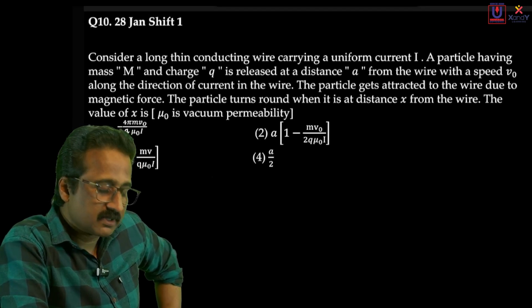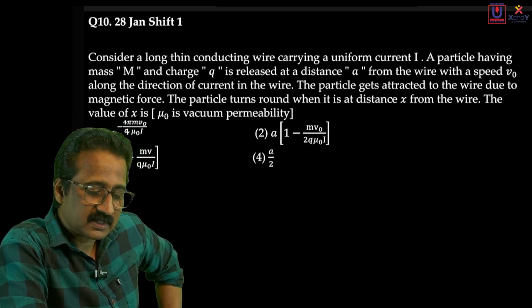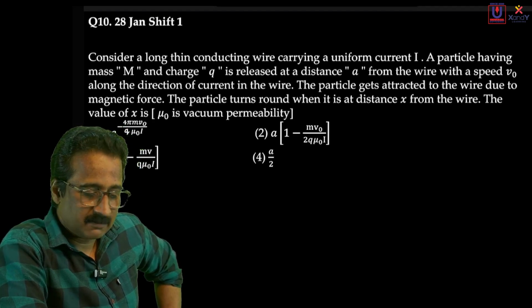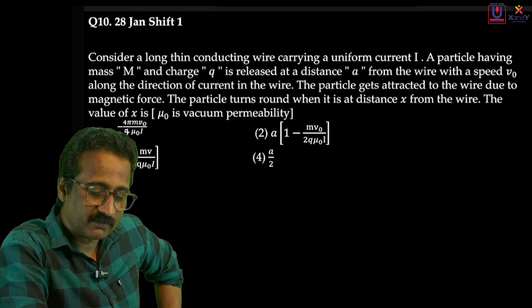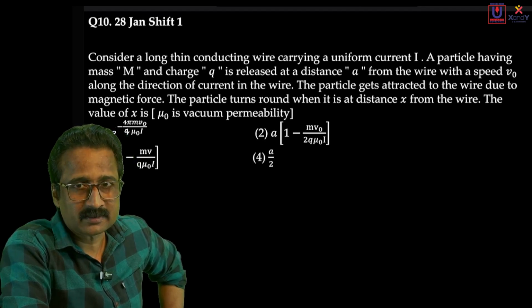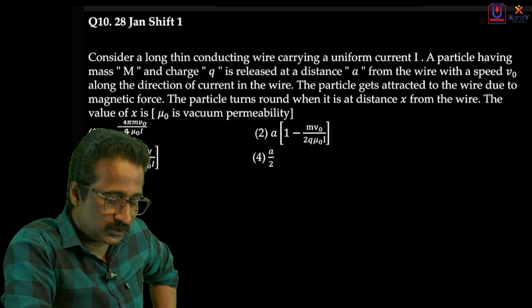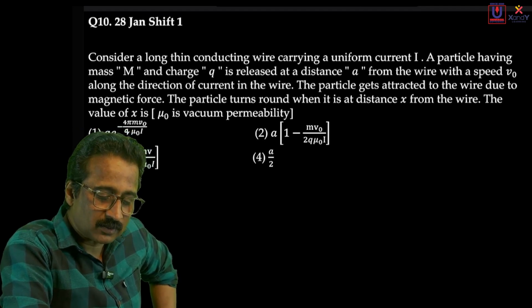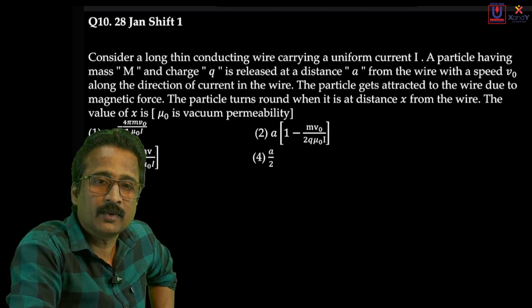Here comes question number 10. Consider a thin long wire carrying a current I. A particle having mass m and charge q is released at a distance a from the wire with a speed of v0 along the direction of current in the wire. The particle gets attracted to the wire due to magnetic force. The particle turns round when it's at a distance of x from the wire. Then what is the value of x?